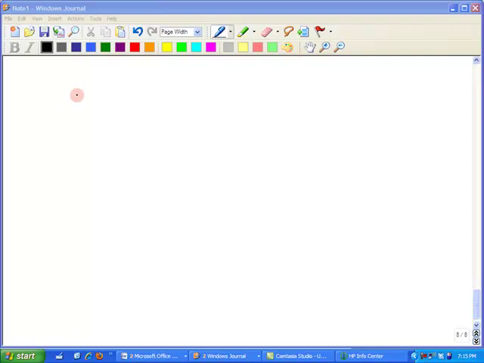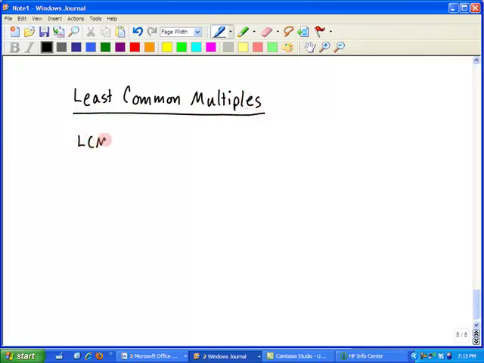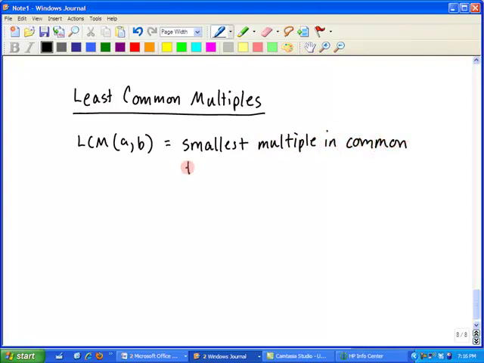Today is least common multiples. So, least common multiples. Let me write this: LCM of two numbers, A and B. This is the smallest, or least, multiple in common to both numbers. So in common to A and B.